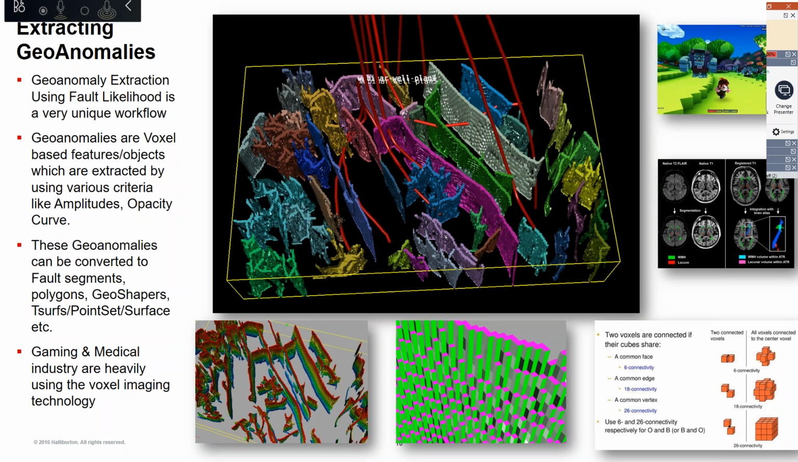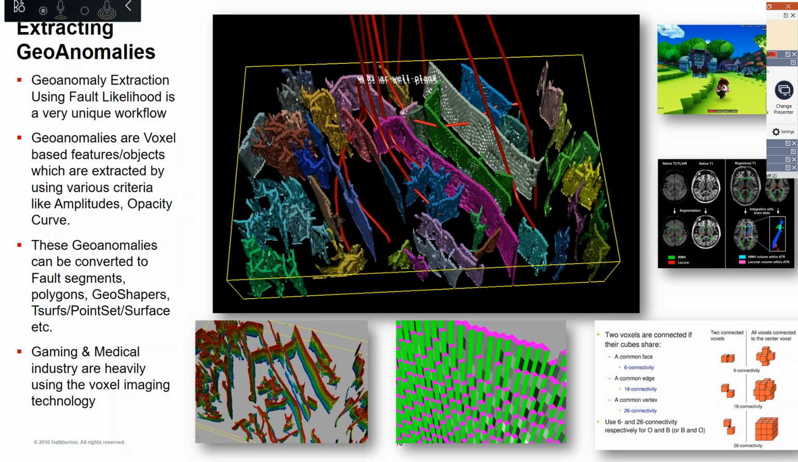Lots of people have asked over the last few weeks whether we can handle thrust faults or reverse faults. My answer is yes, absolutely. We can handle reverse faults because in DecisionSpace Landmark there is always a way to handle multi-Z values. Based on that, we can create the seismic fault likelihood attribute, and also extract geoanomalies like this for the thrust faults.